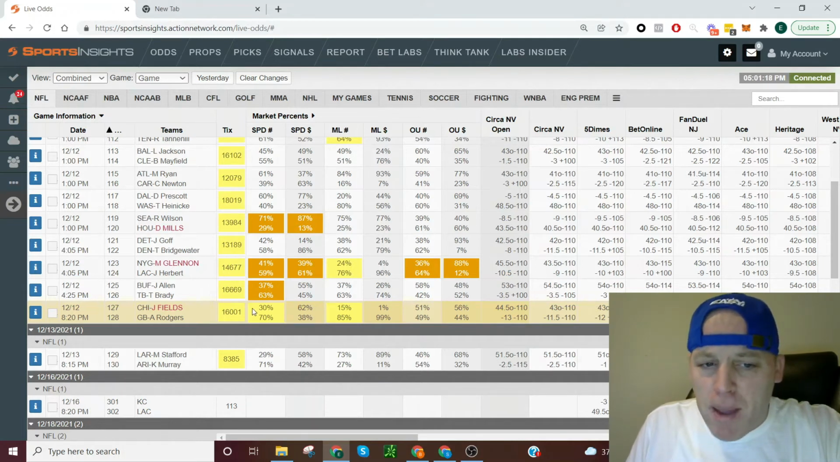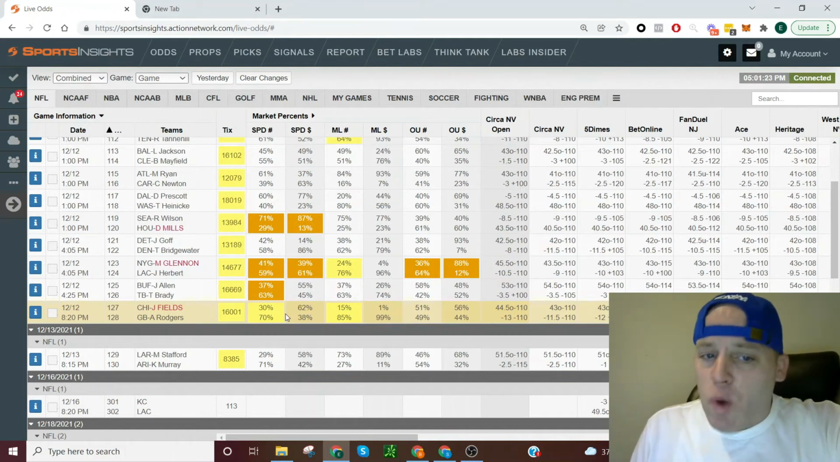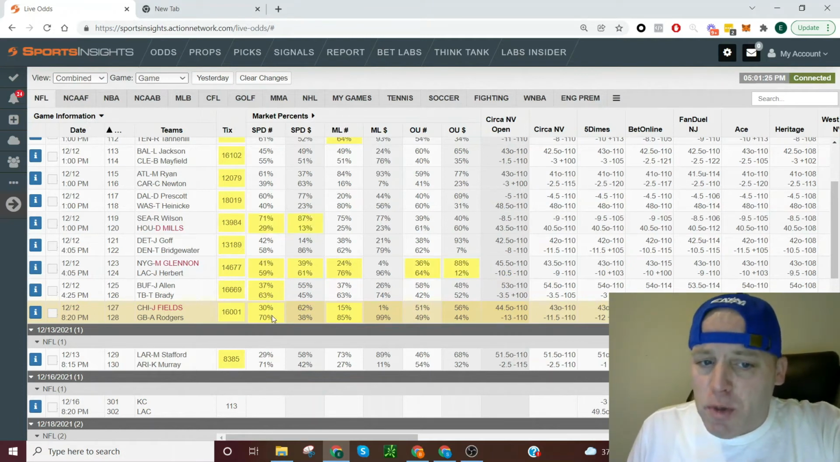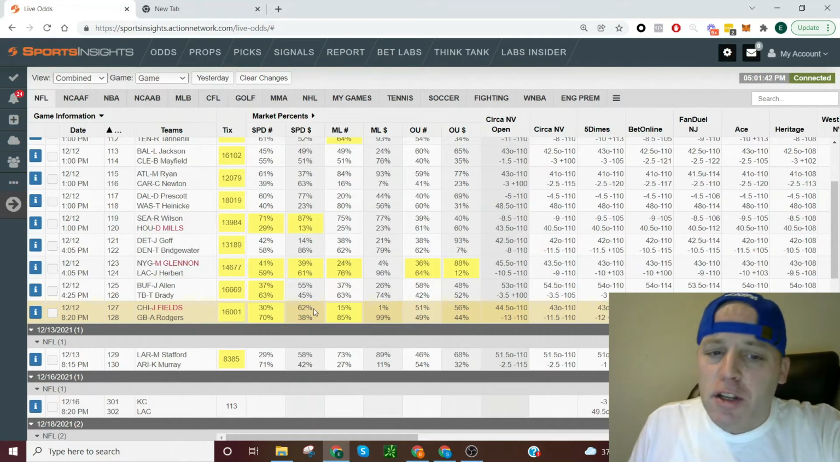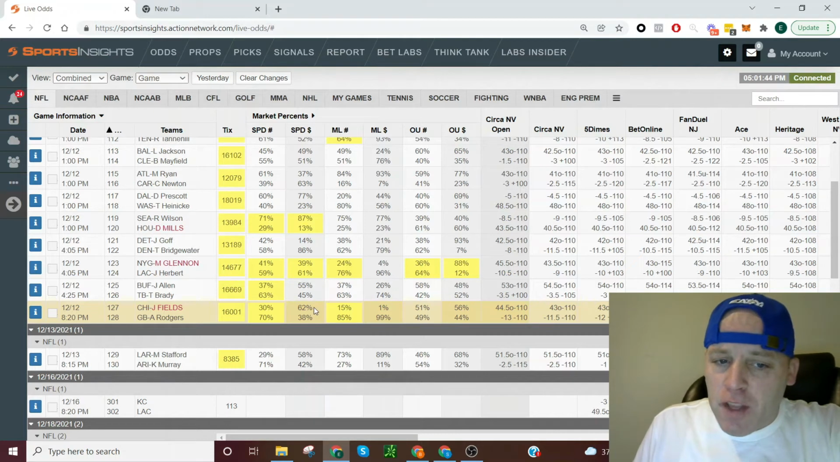So let's look over at the Bears here. 30% of the bets, which is what we want to see because it's a side that the sportsbooks will need. It's the less bet side, or what we call the contrarian side. Contrarian just means the opposite side of the public, or the least bet side. So we've got the Bears here, only 30% of the bets, but it's equaling 62% of the money. This should stand out to you.